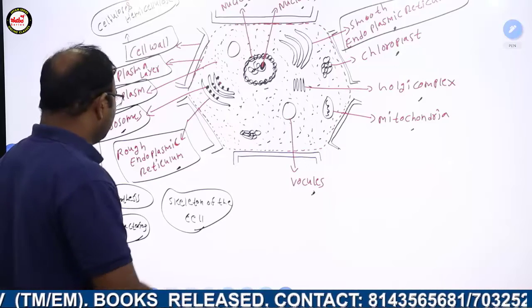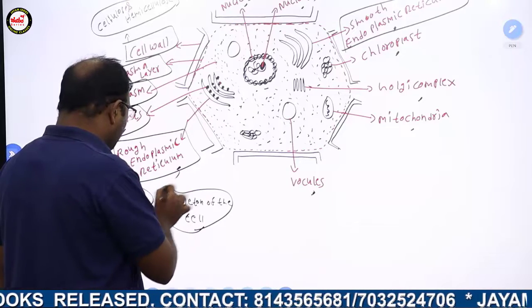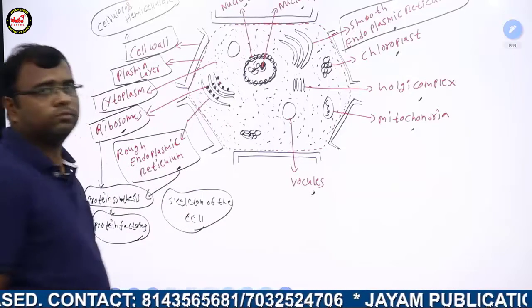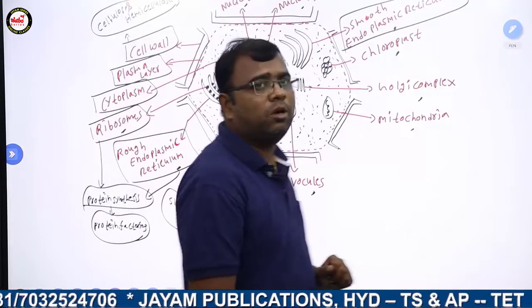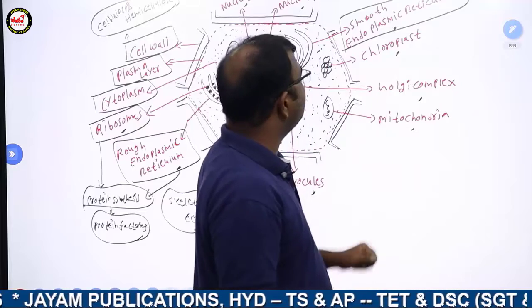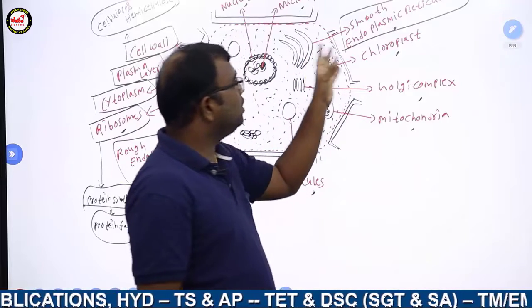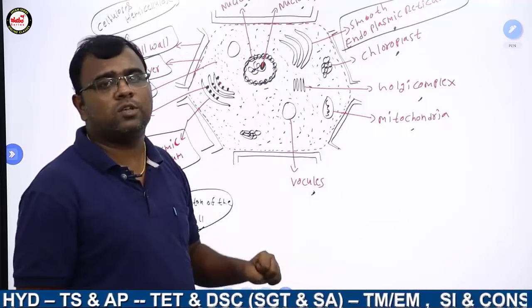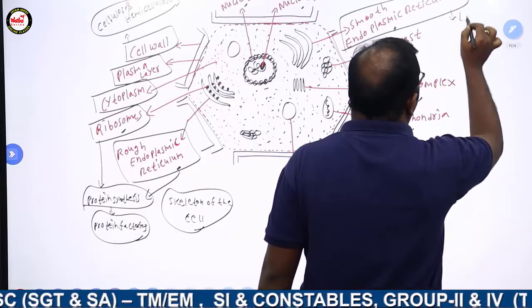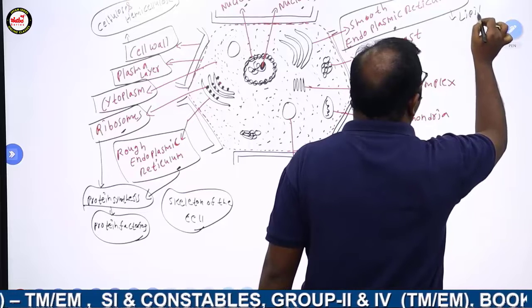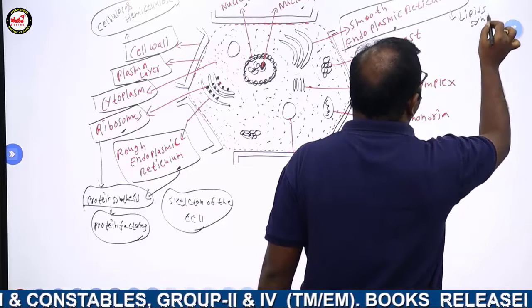So, the rough endoplasmic reticulum is involved in protein synthesis. The smooth endoplasmic reticulum does not attach to the ribosomes, so it is not involved in protein synthesis. It is only involved in lipid synthesis.